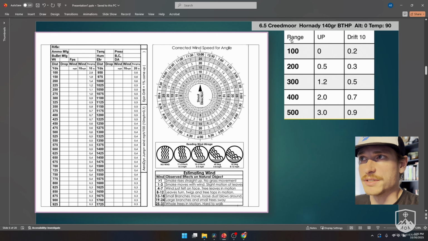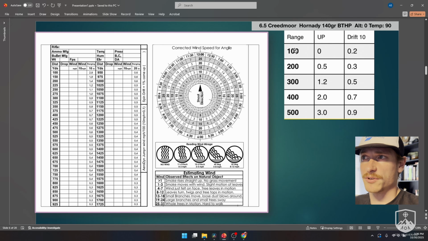Then you have your ranges. So at 1,000 yards, I need to go up 0. That means this person's scope is sighted in at 100 yards. In a 10 mile an hour wind, I need to account for 0.2. This could be mils or MOA. You just need to write up here in the headers which one you're using so you know for the future. I happen to use mils.